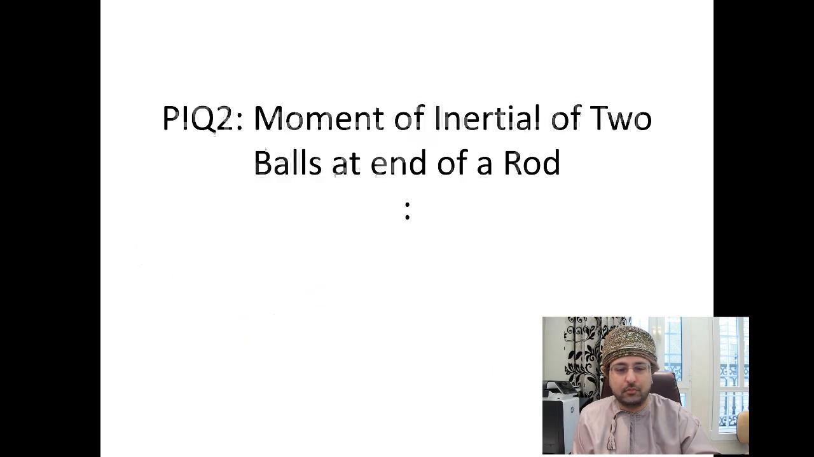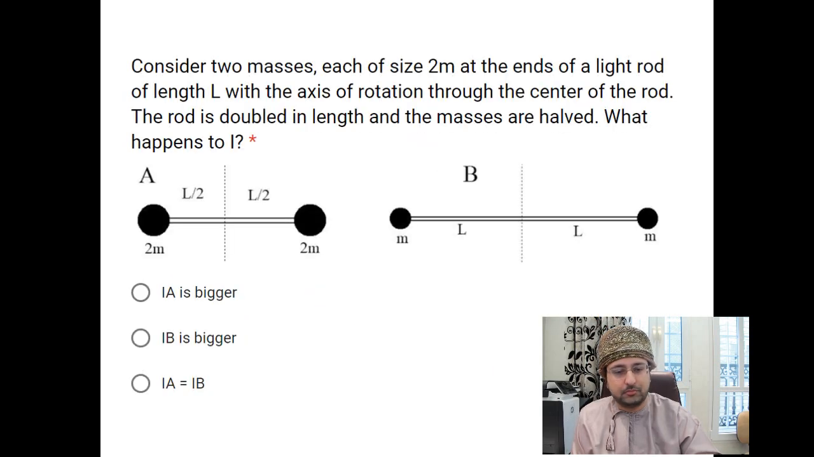Okay, let's try another PIQ. Consider two masses, each of size 2m, at the ends of a light rod of length L with the axis of rotation through the center of the rod. The rod is doubled in length, but the masses are halved. What happens to I? Is I_A bigger or I_B bigger, or are they exactly the same? I'll leave it up to you to do. You can just use the equations in the previous slide.